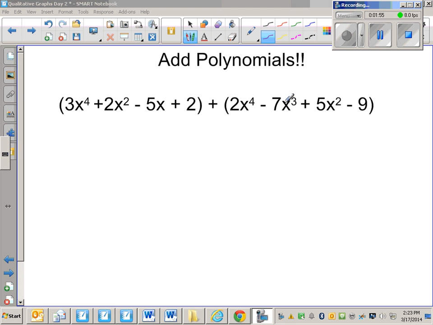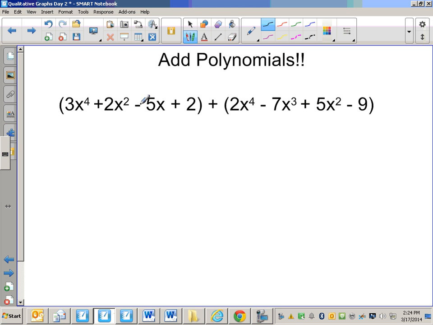So for example, adding polynomials. This is combining like terms, people. This is your Skittles and M&Ms. So the first thing I like to do, just like always, is find my minus signs and change them to plus negative so that I don't get lost. So I'm going to do that. And then I am literally just combining my like terms.